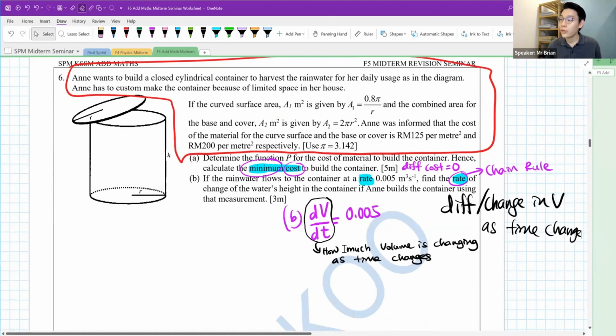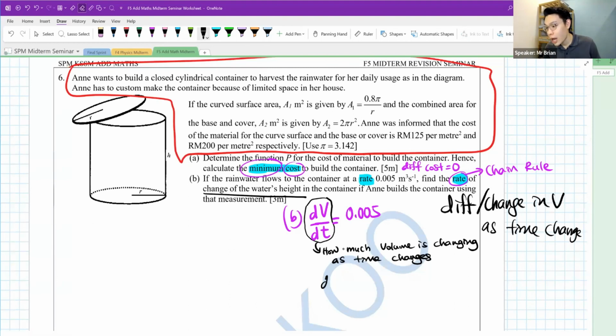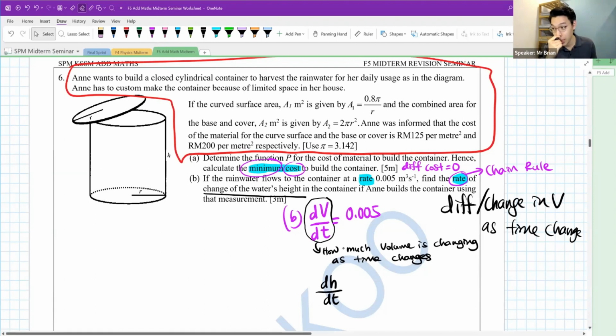Then they ask you to look for the rate of change of height of water container. They're asking you to look for how much the height is changing as the time goes by. So usually when they use the word rate, it is relating to time. Rate means how fast or how slow. It is related to time. And you have to write the chain rule for this.